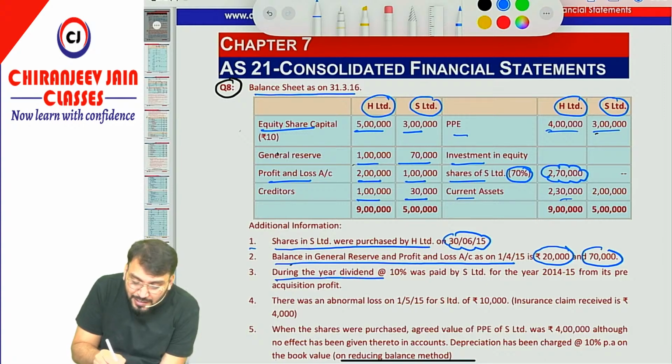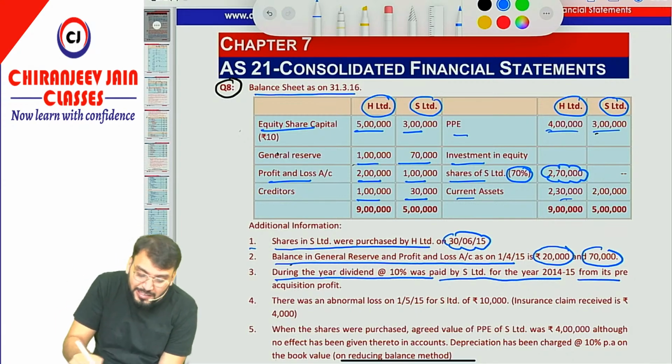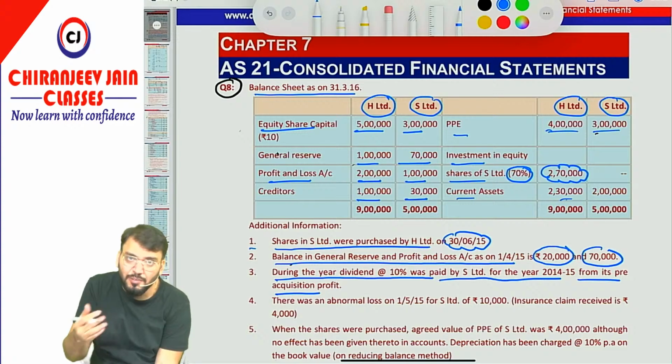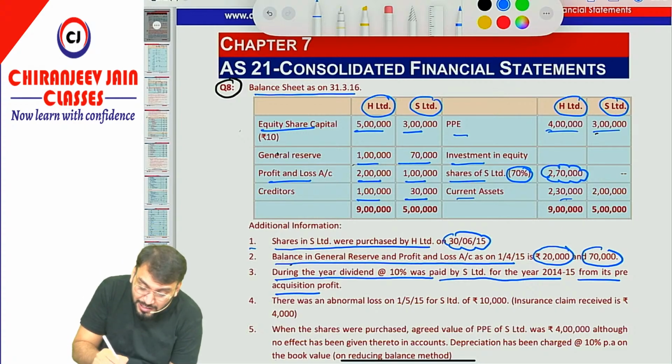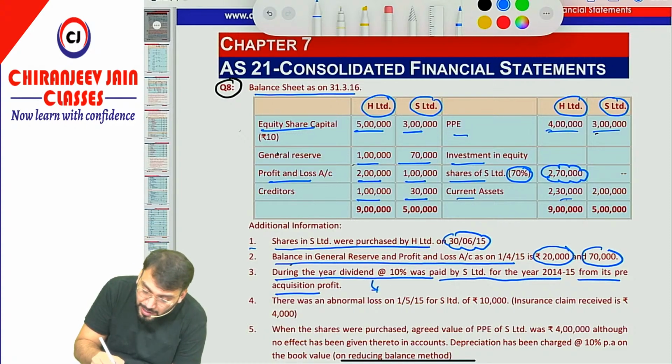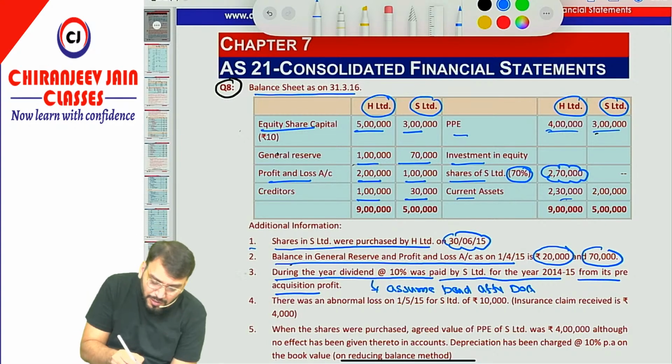During the year, dividend at the rate of 10% was paid by S Limited for the year 14-15. 14-15 is the previous year, and therefore the dividend is from pre-acquisition profit. Even though it is not given, it is understood to be pre-acquisition profit because the final dividend is paid from the previous year's profit. But you can see the date of payment is not given. So we will assume it was paid after the date of acquisition. Correct.